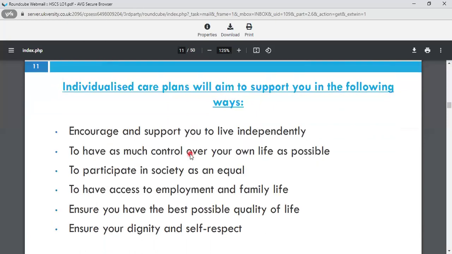An individualized care plan will aim to support in a number of ways. It encourages and supports the individual who needs this individualized care to live independently. Because you're making this plan according to their feasibility and their wishes, it gives them a sort of independence, so that if you're not there forever for them, they still would be able to manage independently.